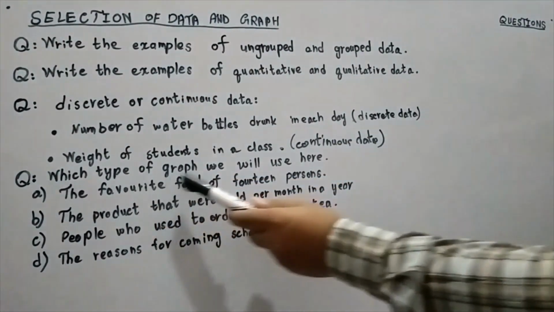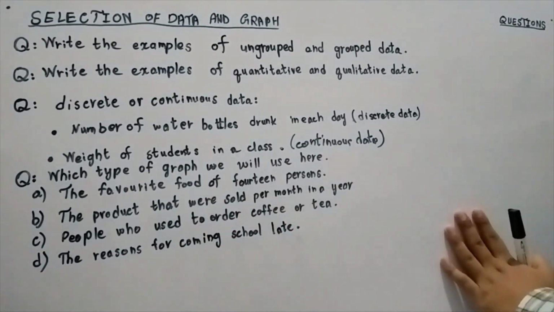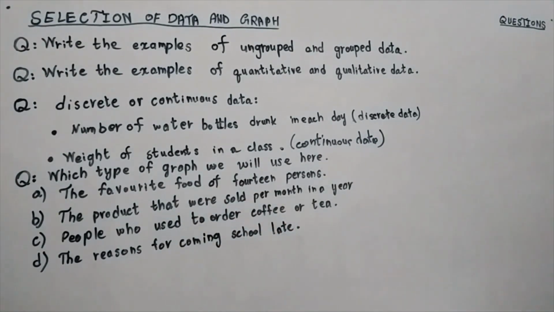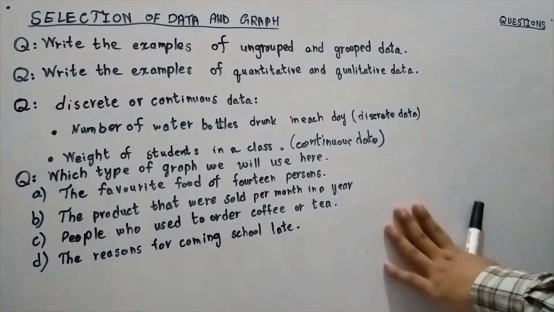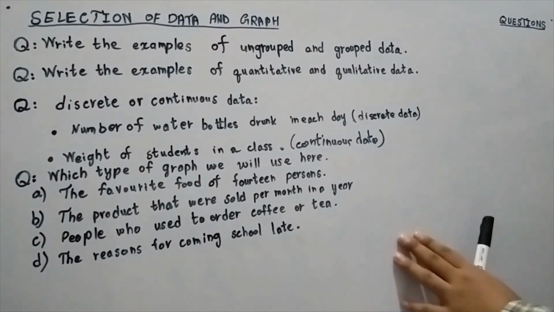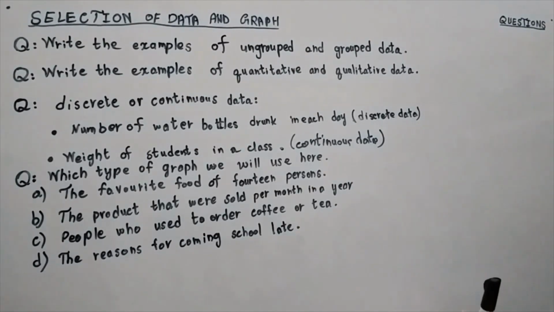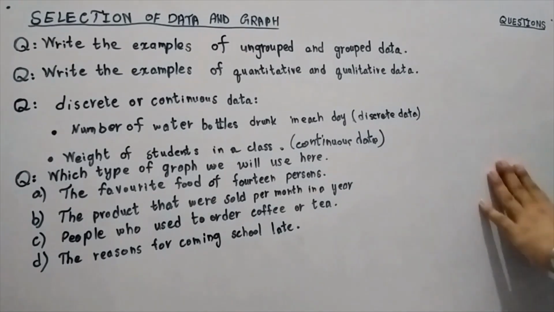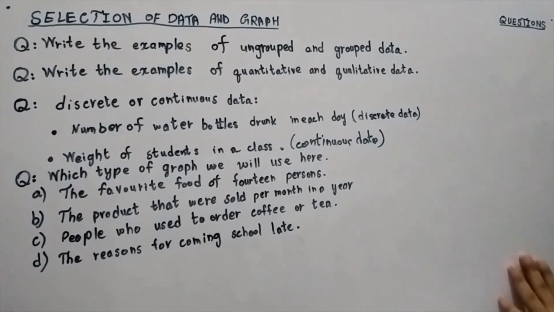Now we have our next question. The question is which type of graph we will use here. Here we have some types of data, and we can say which graph we can use to represent this type of data. We have studied different types of graphs. These are bar charts, or bar graphs, histogram, pie chart, line graph, etc.